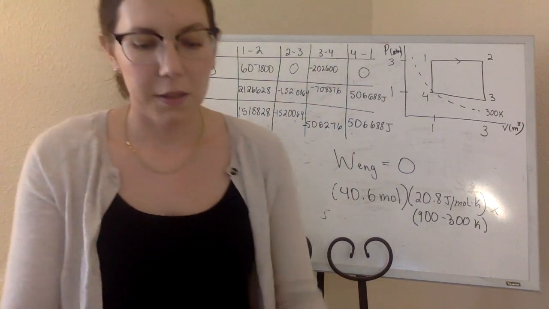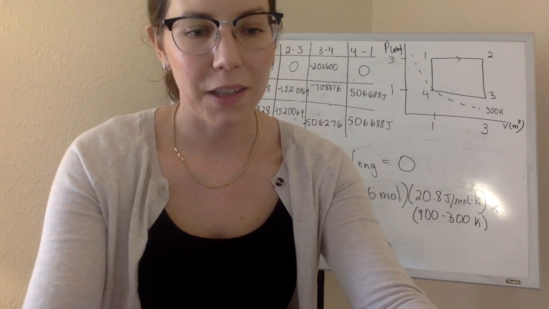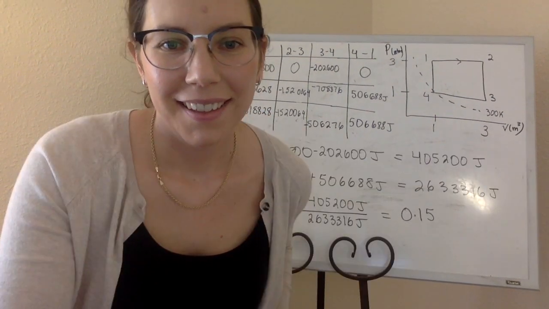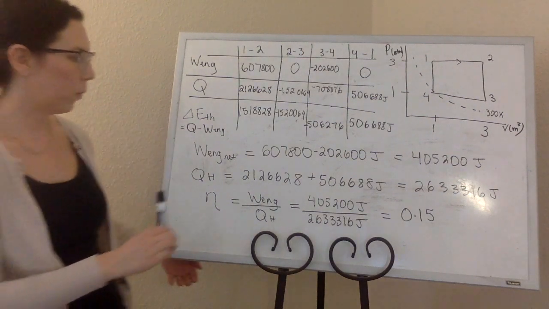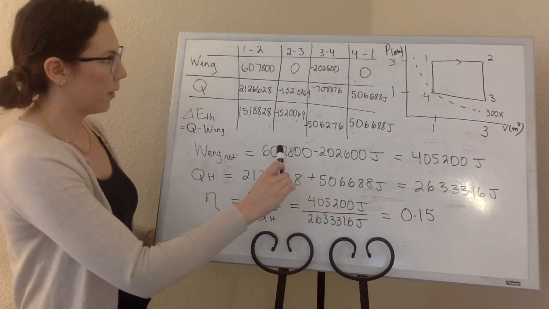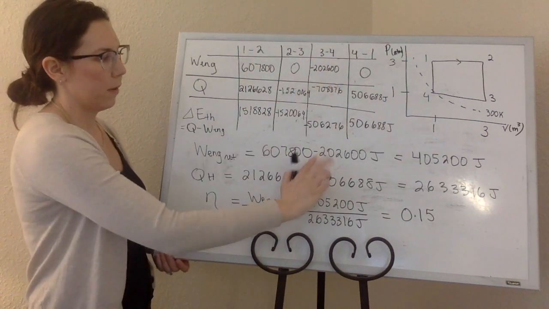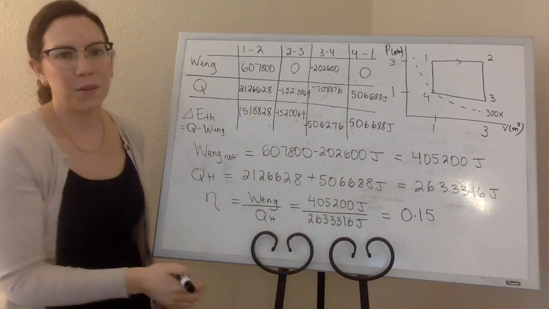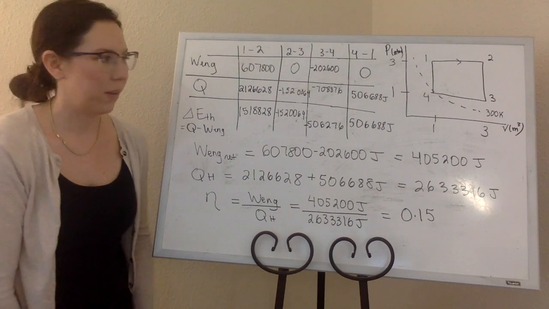All right, so now I want to erase so I can calculate the total values. All right, so we're ready to finish this up. So let's look at the total values. The work done by the engine, which we were asked for, is going to be the net work done from this top row. So subtracting or adding those two values, which ends up in a subtraction, we get 405,200 joules.